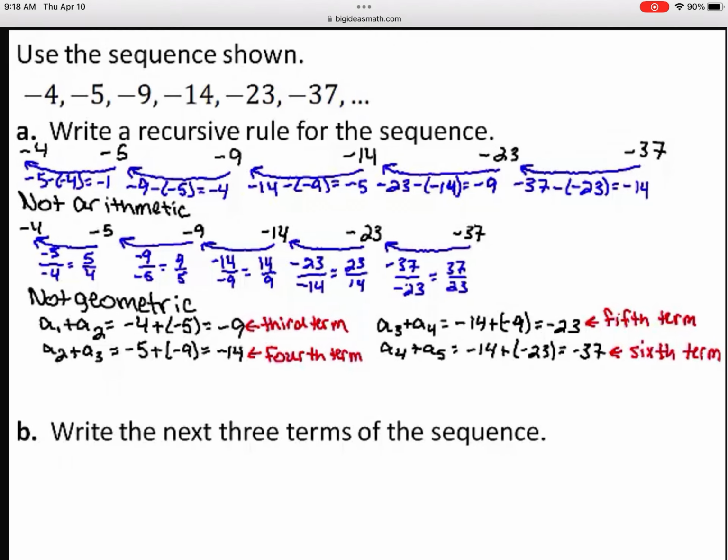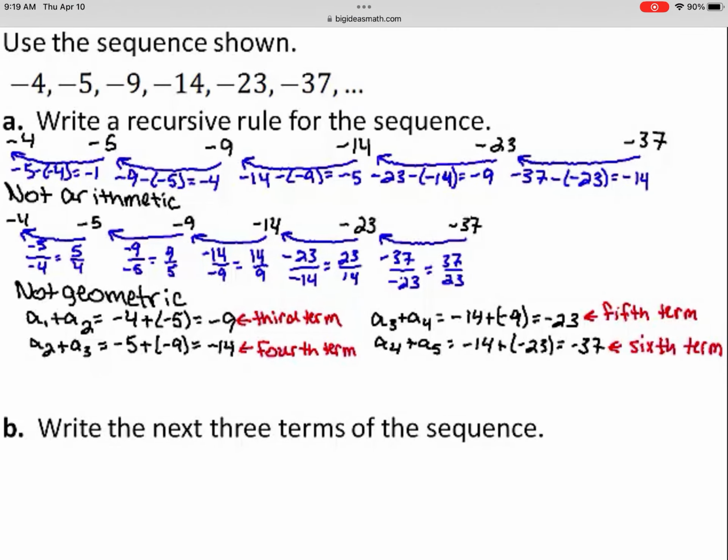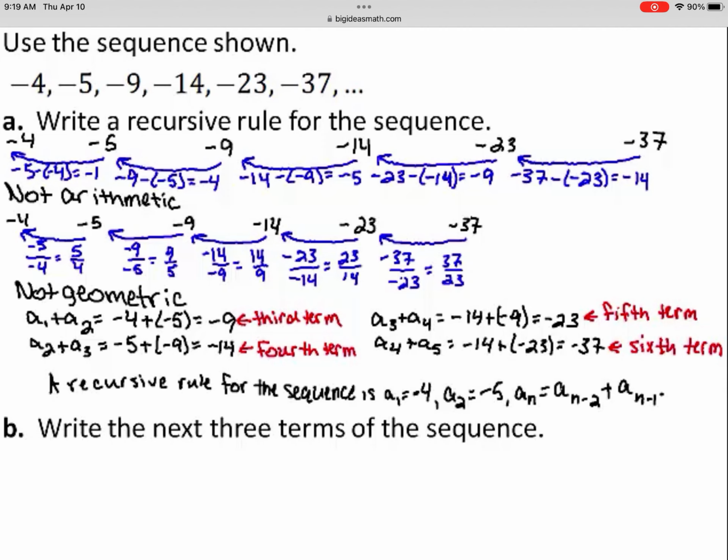So beginning with the third term, each term is the sum of the two previous terms. So a recursive rule for the sequence is a sub 1 equals negative 4, a sub 2 equals negative 5, a sub n equals a sub n minus 2 plus a sub n minus 1.